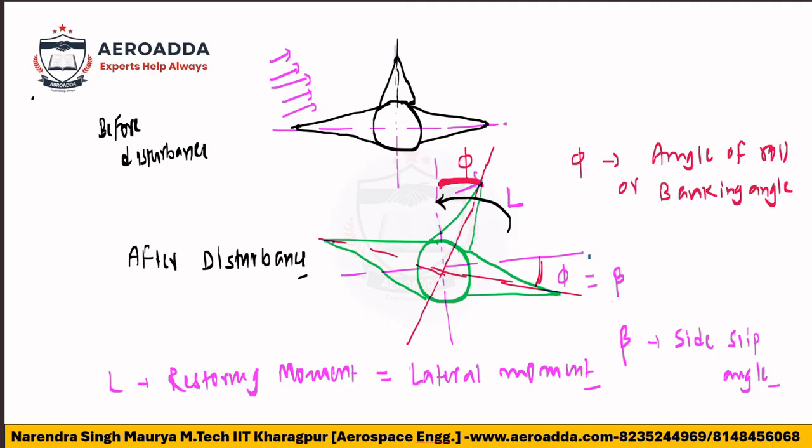That roll was positive. Roll was positive, and the clockwise angle you can see here. But it will be laterally stable when there is a negative roll moment. That's the reason it is written here. See, in the definition itself, check the lateral stability, right? Check this.